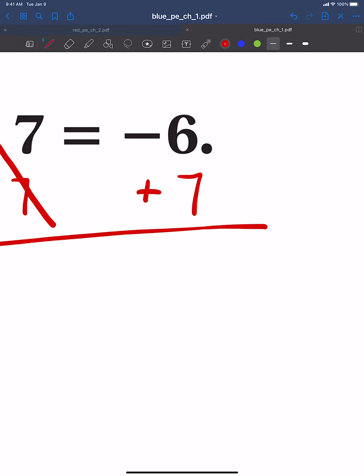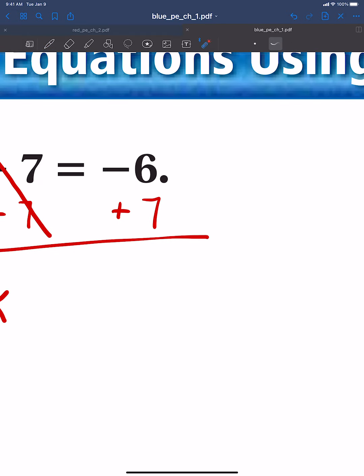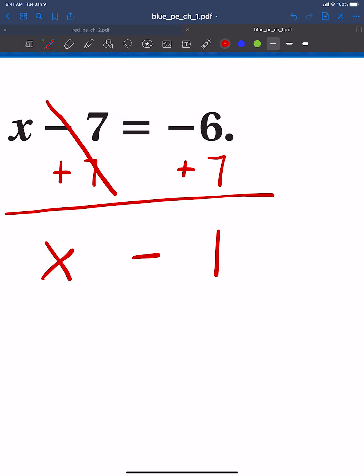Well, in 7th grade, I taught you some rules. If the signs are different, we subtract. Take the big number minus the little number. 7 minus 6 is 1. We take the sign of the bigger number. 7 is positive, so it's going to be positive 1. Bring down your equal sign, and my answer is x equals 1.